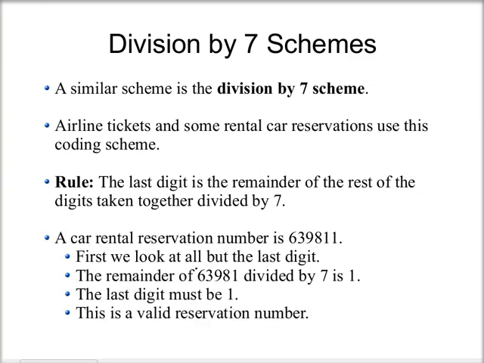So if we have a car rental reservation number, which is 639811, first we would look at all but the last digit, so that's just 63981, and if we divide that by 7, the remainder is going to be 1, so that means the last digit or the check digit should be 1, which it is, so this is a valid reservation number.